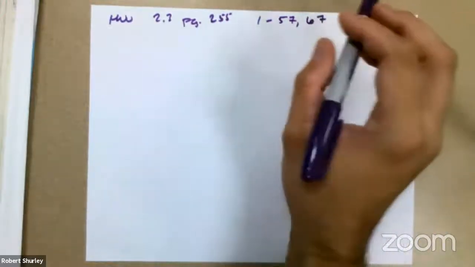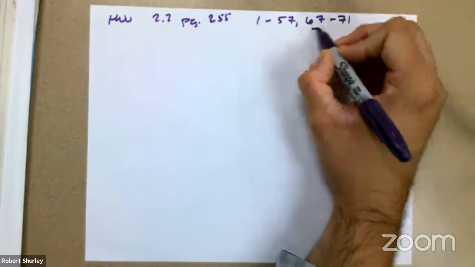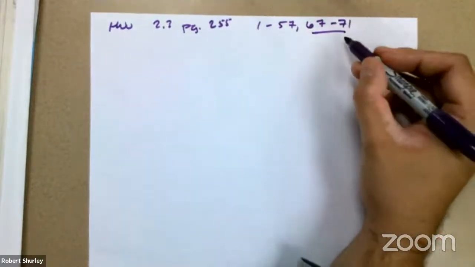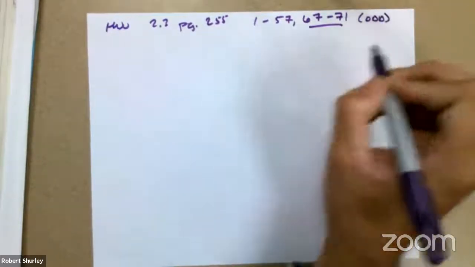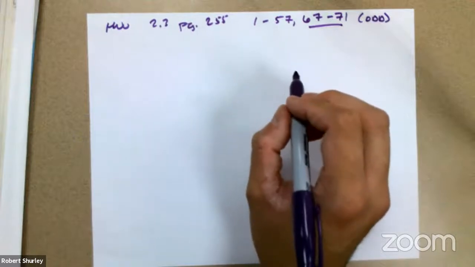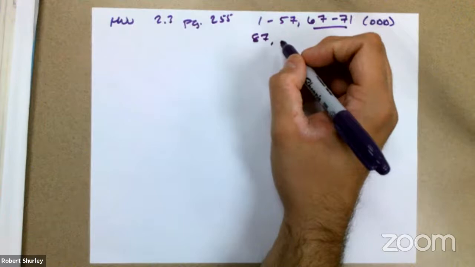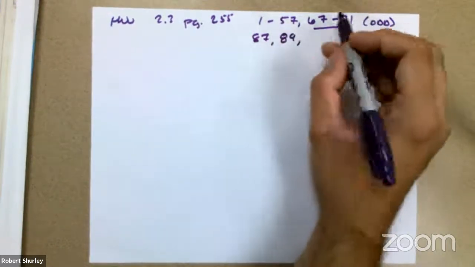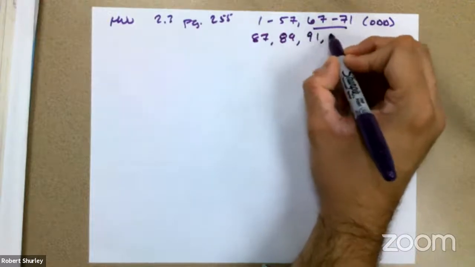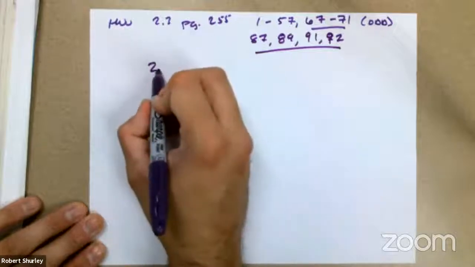I want you to do 67. Now, we haven't talked about 67, 69, and 71, but I like those questions. And if you get stuck on them, ask me in class. Not a big deal. So all those are going to be odd, and then I'm going to pull some from the real world stuff. So 87, 89, 91, and 92. Try those. It's some neat real world stuff.